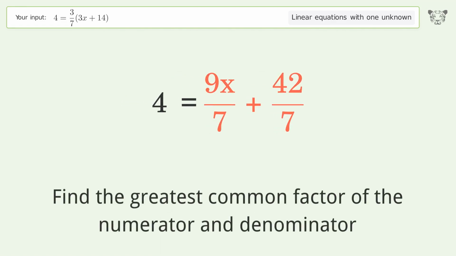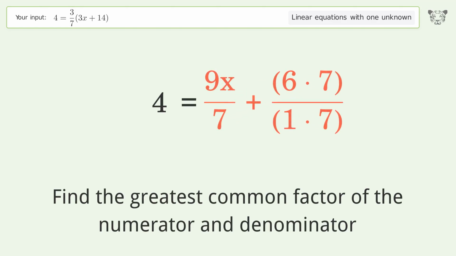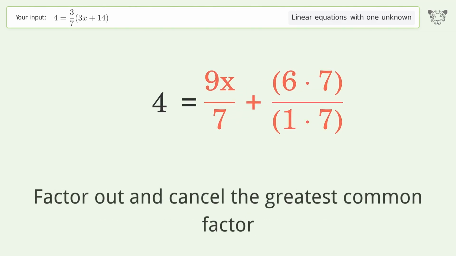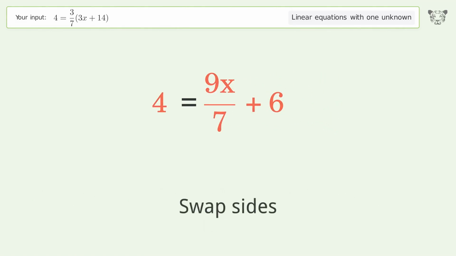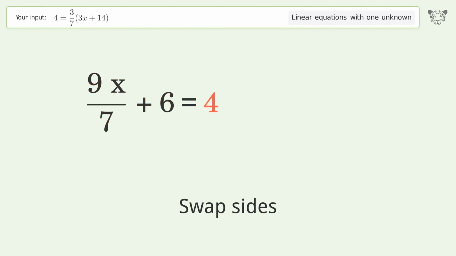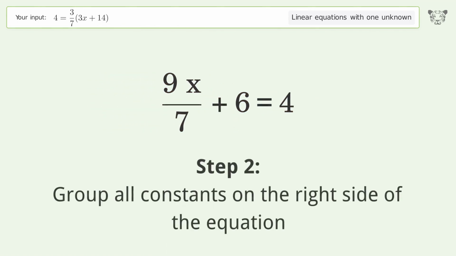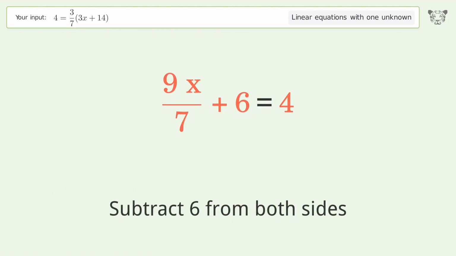Find the greatest common factor of the numerator and denominator. Factor out and cancel the greatest common factor. Swap sides. Group all constants on the right side of the equation. Subtract 6 from both sides.